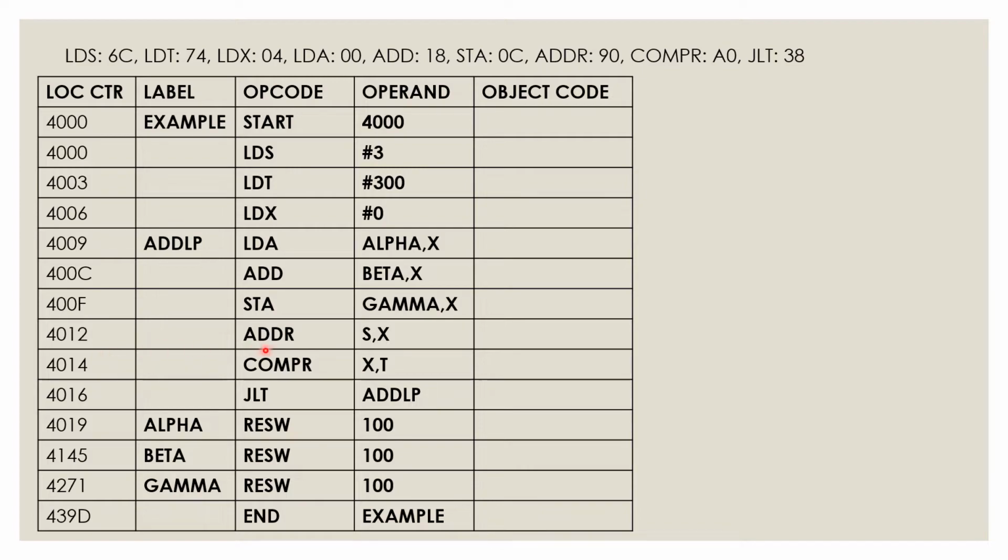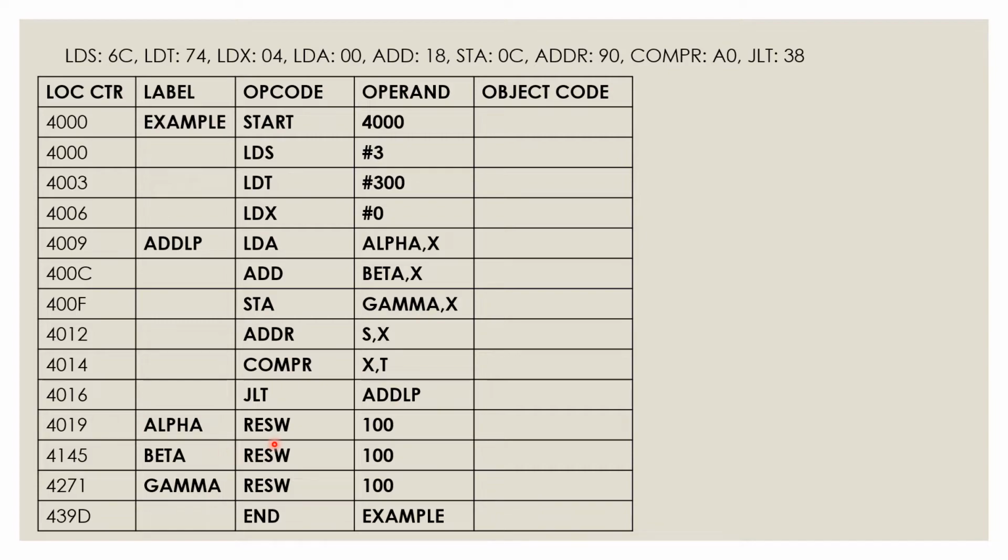From ADDR S, X to COMPR X, T, it is of registers, so it is format 2, for which we allocate 2 bytes. So by allocating 2 bytes to 4012, we get 4014. In a similar way, we get 4016 by allocating 2 bytes. JLT ADDLOOP is format 3, so we allocate 3 bytes. So 4016 plus 3 gives 4019.